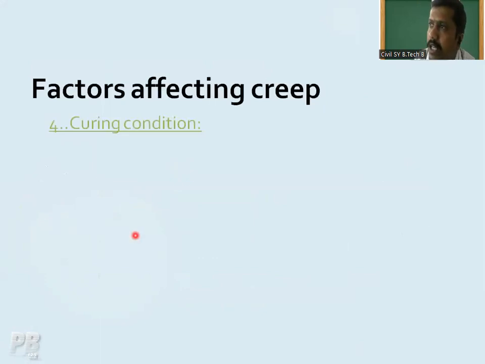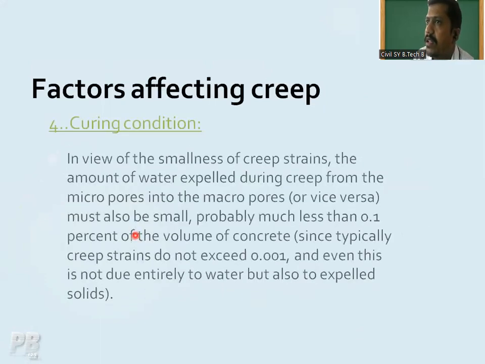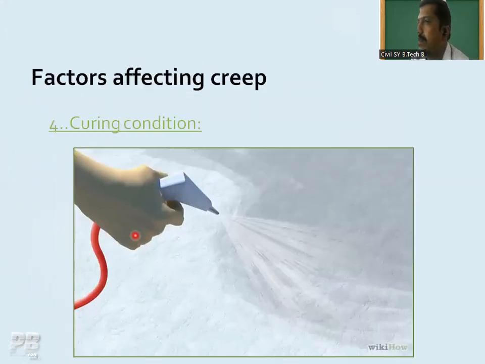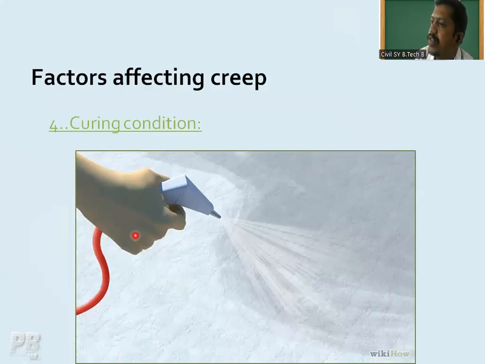Next factor, curing condition. We are going to cure our concrete structure, correct? After the curing days, maybe 7 days, 14 days, 28 days for different structural elements, we are going to cure our concrete structure. How are we going to cure it? By sprinkling the water, by covering with wet gunny bags, or by membrane curing. We follow different methods of curing, correct?